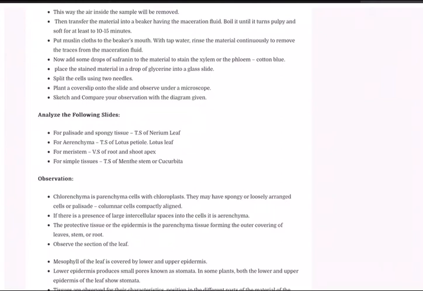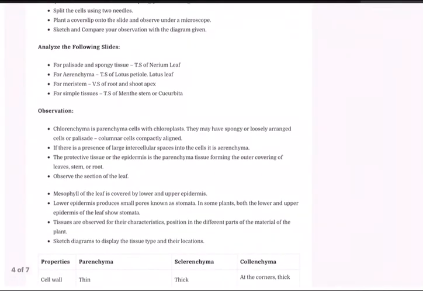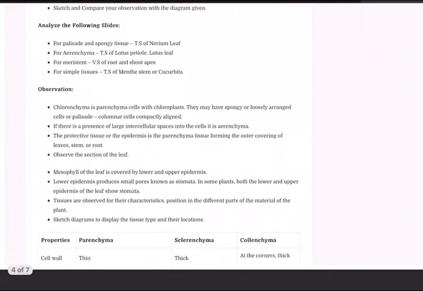And for analysis, normally we take up 3-4 slides: TS of nerium leaf, TS of lotus petiole, VS of root and shoot, of course that much. And what do you observe once we place it? Chlorenchyma is parenchyma cells with chloroplasts. They may have spongy or loosely arranged cells or palisade columnar cells compactly arranged. If there is presence of large intercellular spaces in the cells, it is aerenchyma. The protective tissue, the epidermis, is the parenchyma tissue forming the outer covering of the leaves, stem and root.